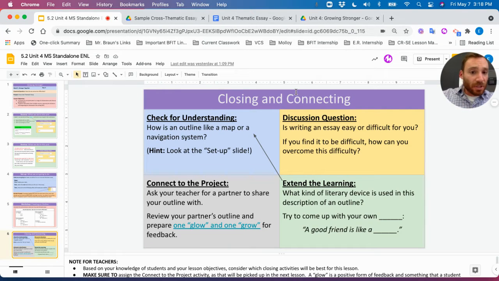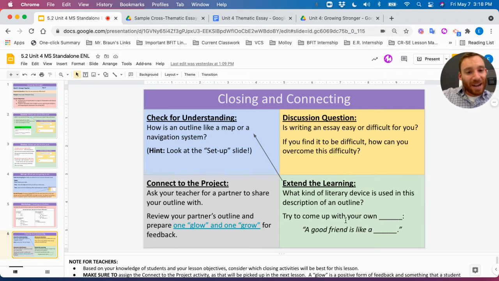There's a number of closing and connecting activities that are included. Students can reflect on the purpose of an outline. Students could be paired up and complete an outline peer review, where they provide one glow and one grow for feedback to their peers. Students can reflect on what is the easiest part of writing an essay and what's the most challenging part for them.